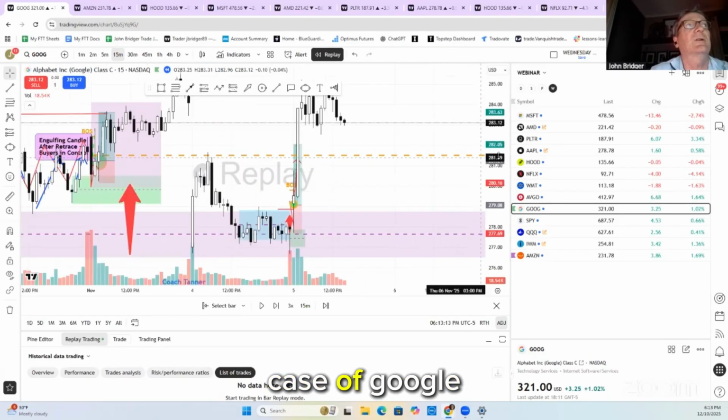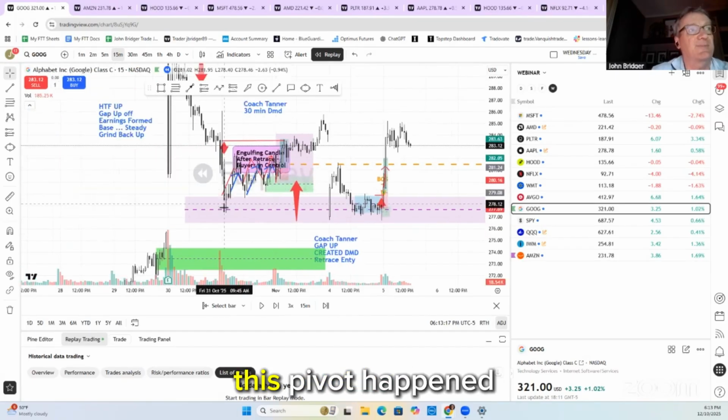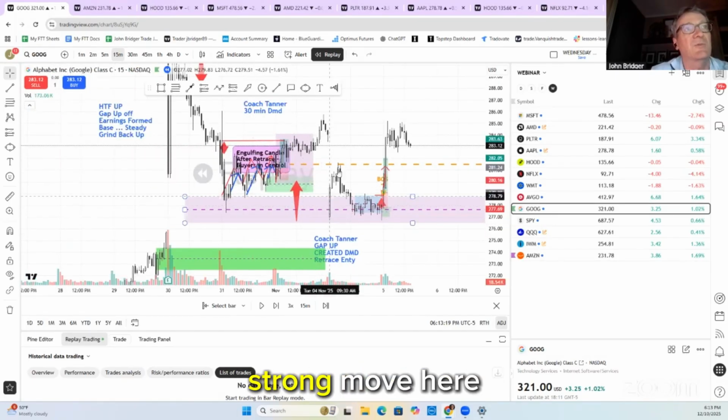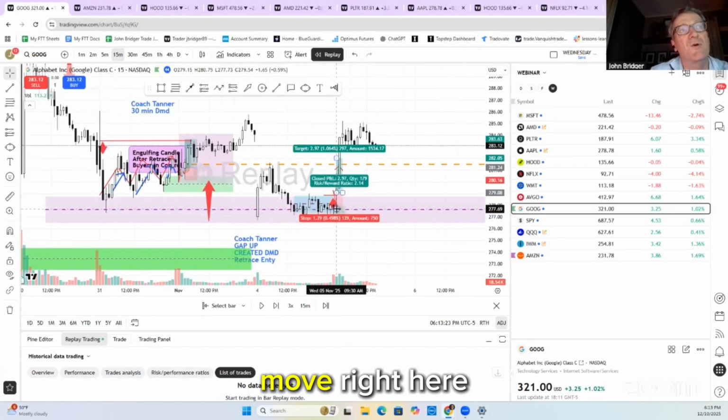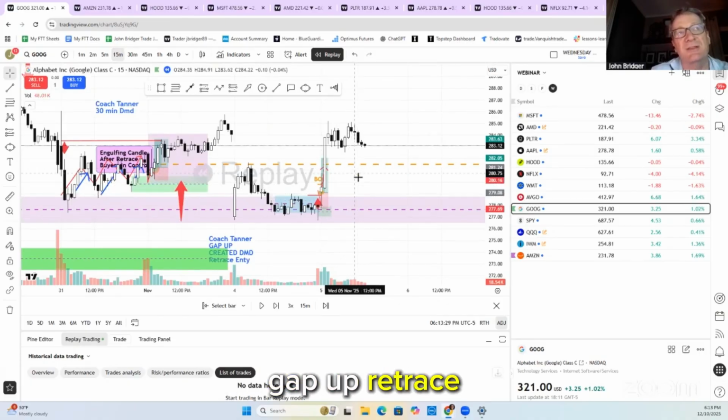So in the case of Google, we were right at the base of this pivot, right? You had this pivot happen here. You had a strong move here. You had another move right here at the base, right? So you could actually be a little more aggressive and play that gap up retrace trade.